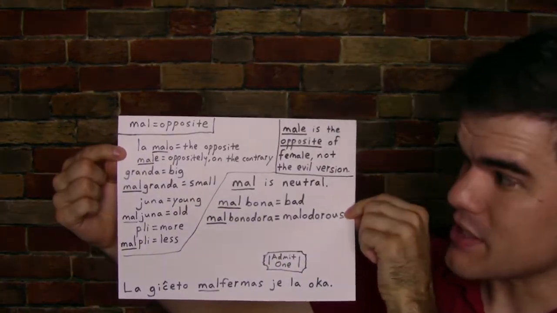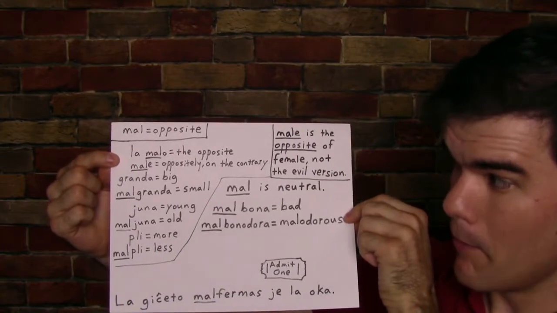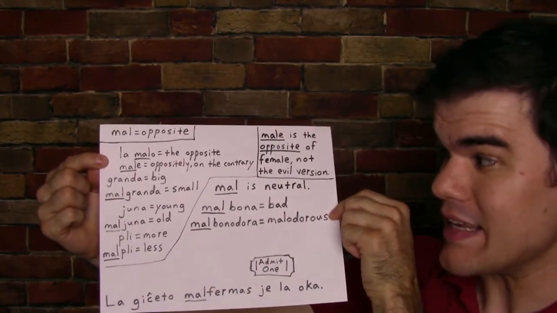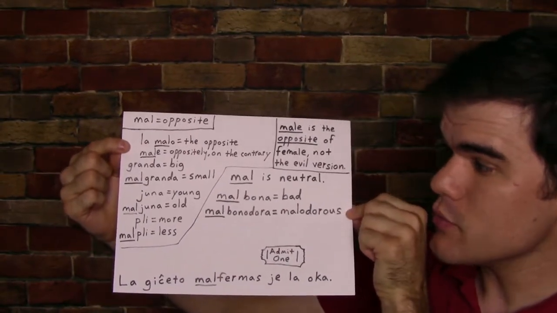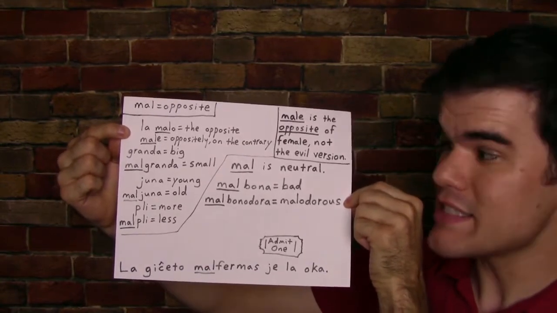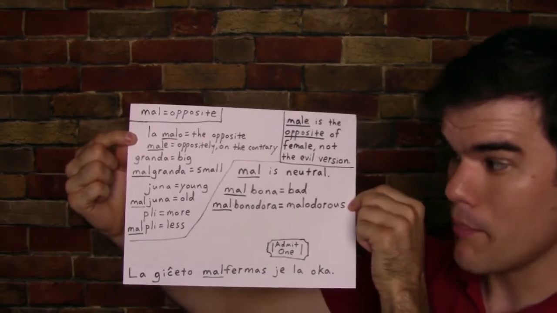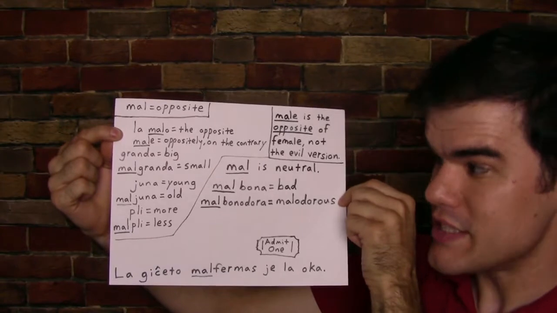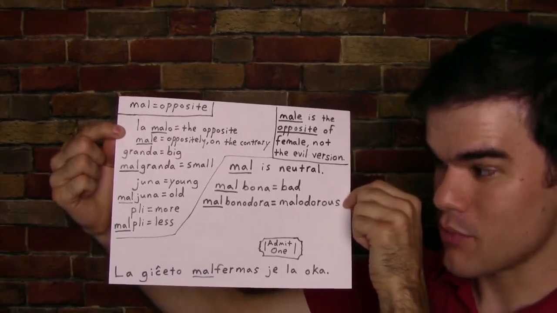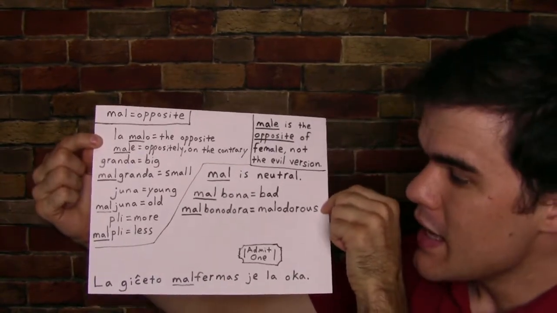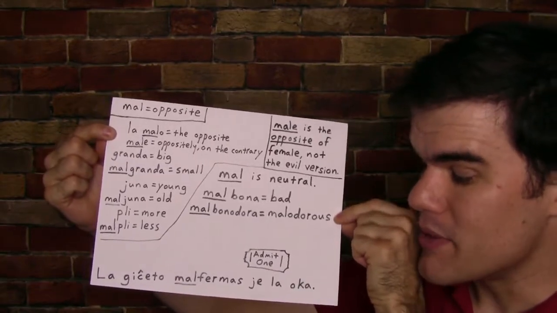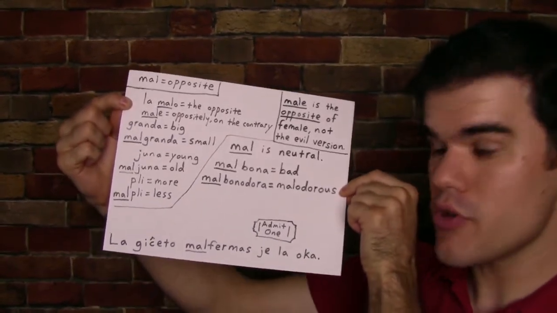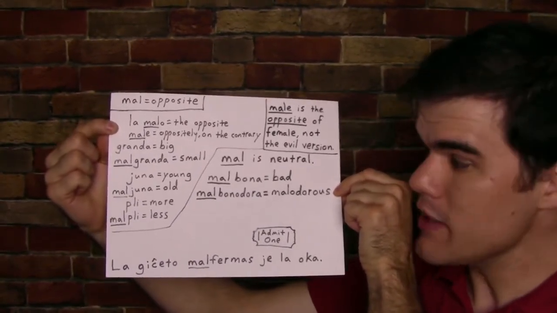Next we have mal, which means opposite. La malo is the opposite. Male is oppositely or on the contrary. Granda would be big. So mal granda is the opposite. It's small. Juna, young, mal juna is old. Pli is more, mal pli is less, okay? La giĉeto malfermas je la oka. The ticket booth opens at 8 o'clock, okay?